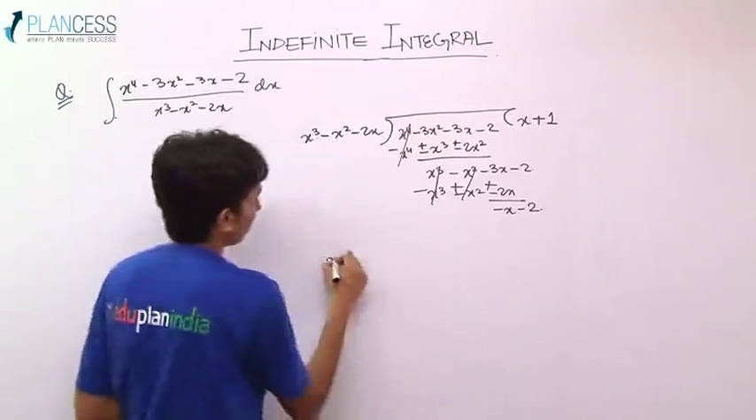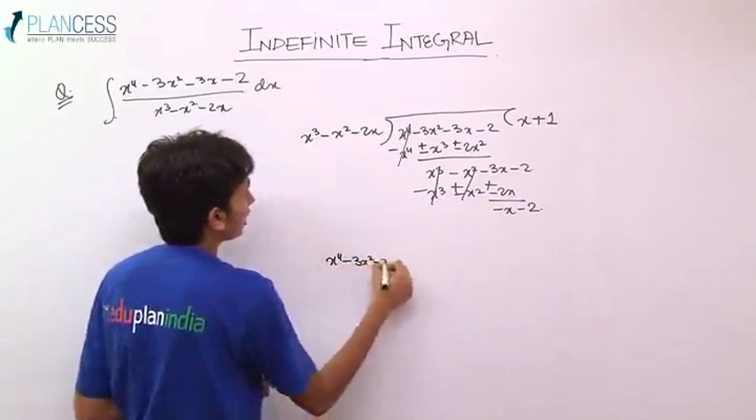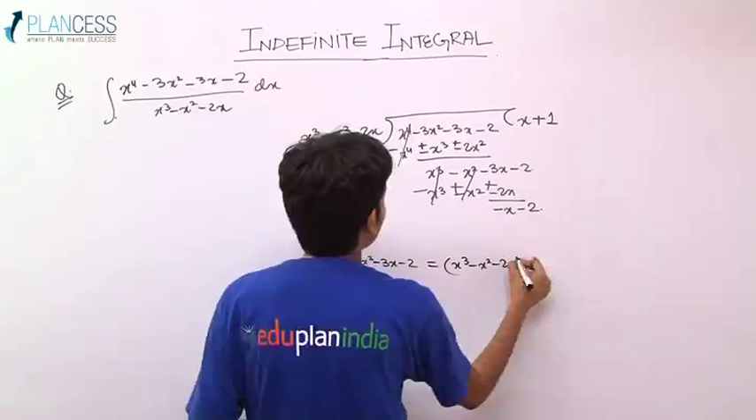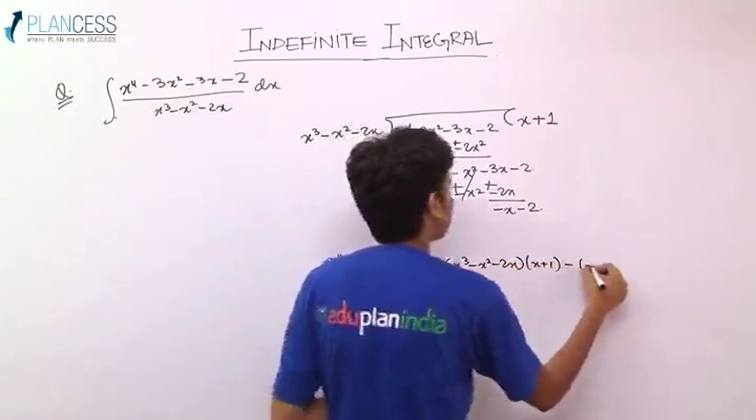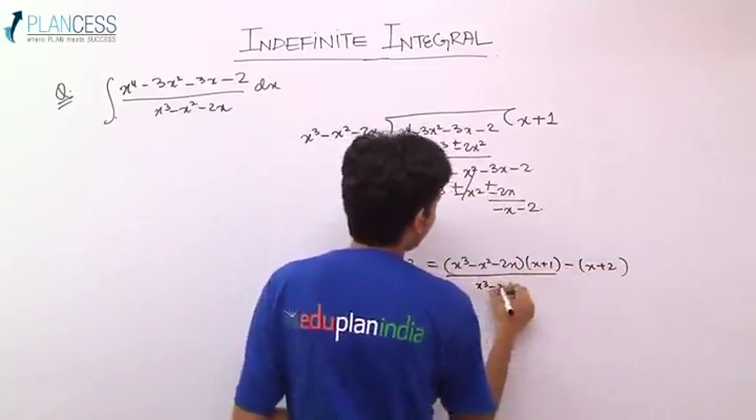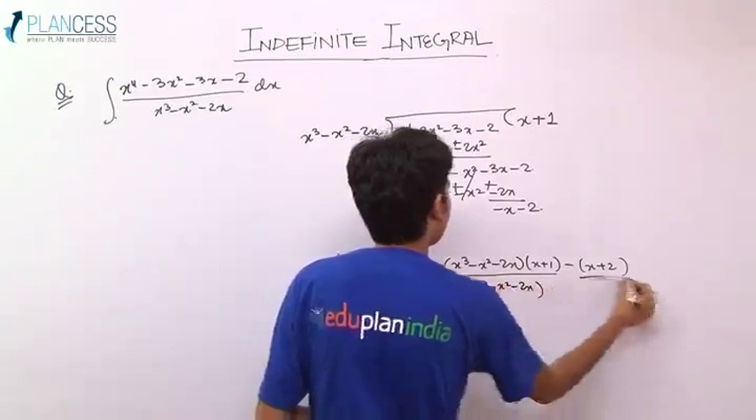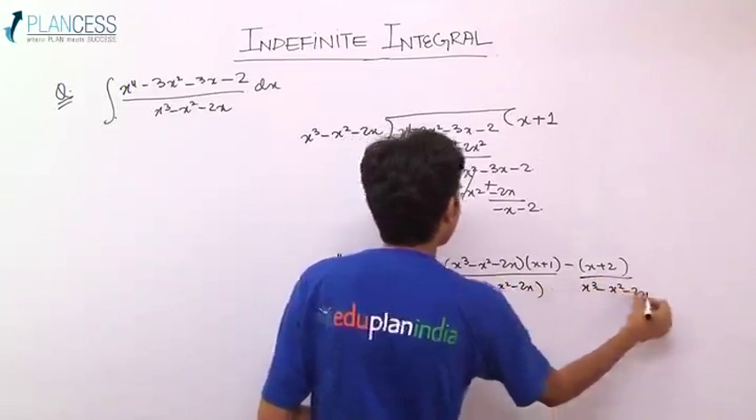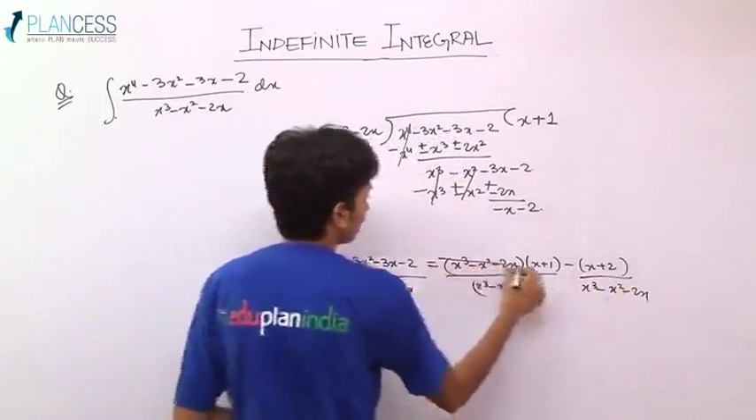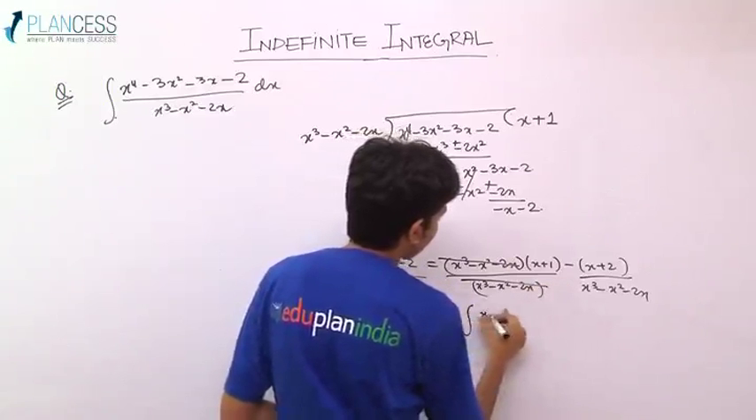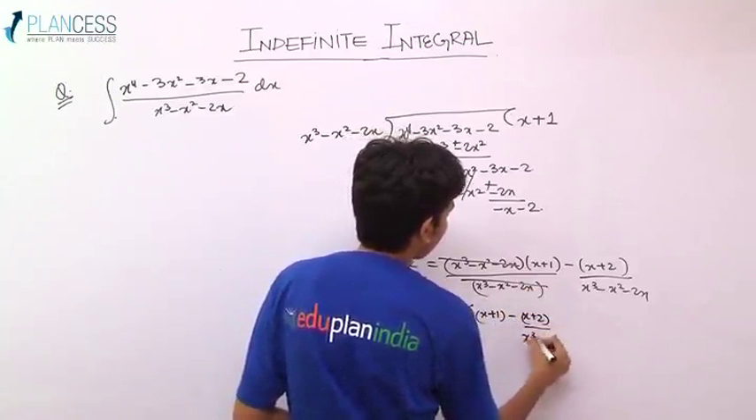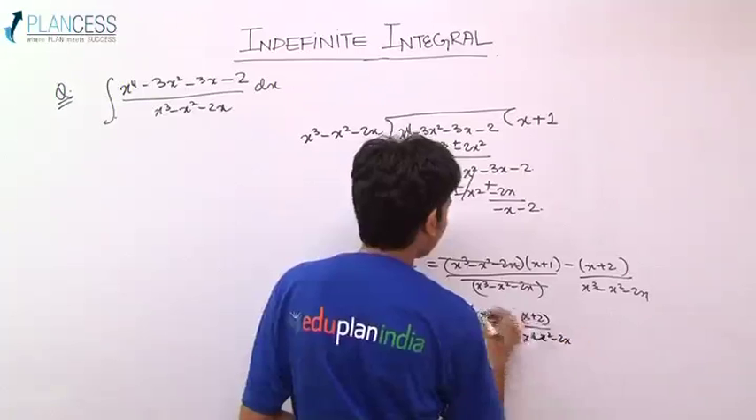So we have that x4 minus 3x square minus 3x minus 2 can be written as (x cube minus x square minus 2x) into (x plus 1) minus x plus 2. Dividing by x cube minus x square minus 2x, this gets cancelled out, so we are left with integral of (x plus 1) minus (x plus 2) upon (x cube minus x square minus 2x), dx.